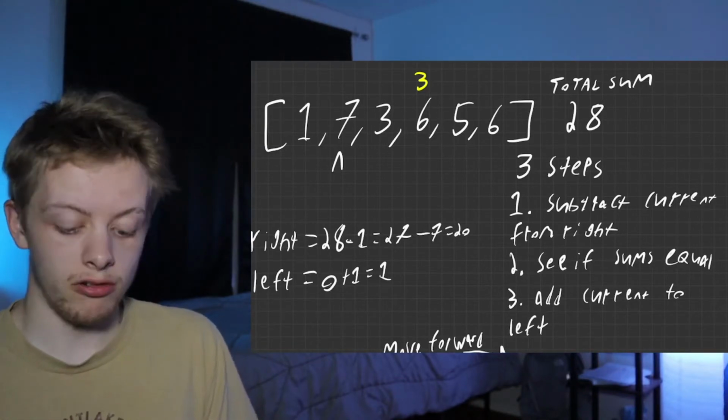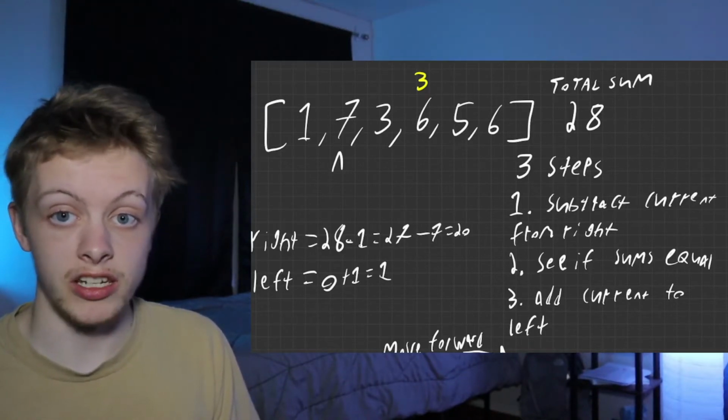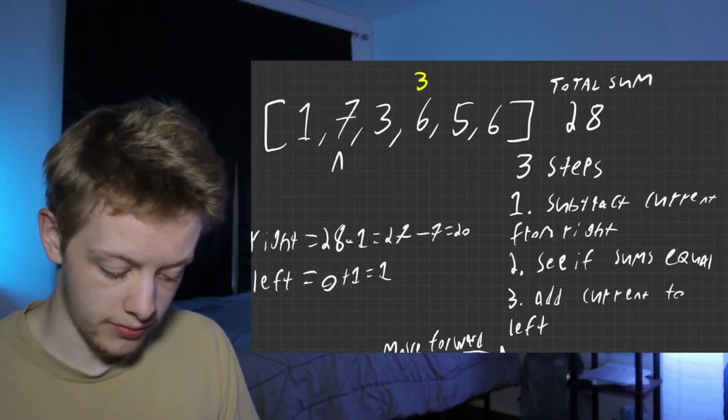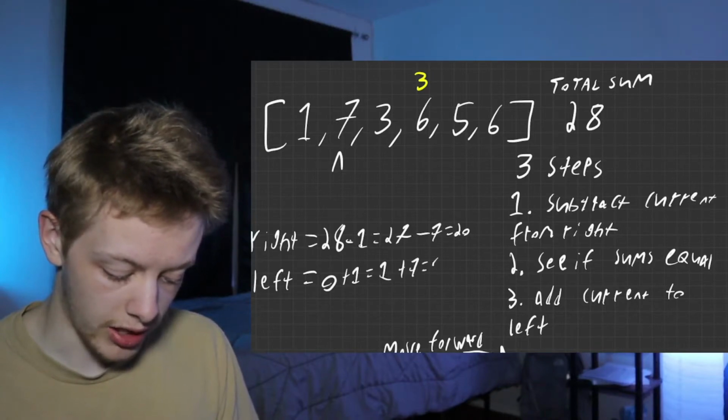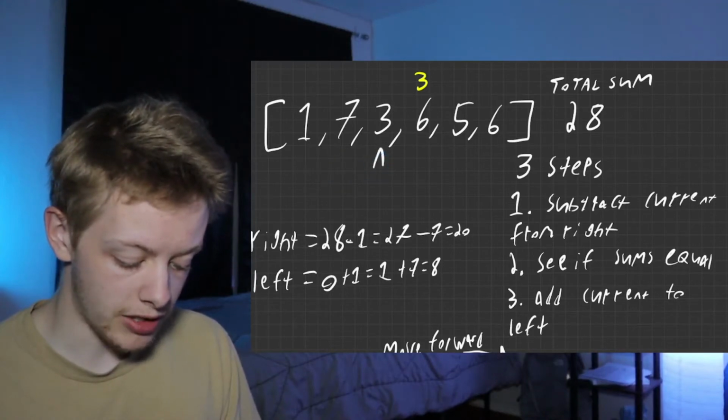And so now that we have the minus 7 is equal to 20, we're going to see if the sums are equal. They're not. 20 doesn't equal 1. So now we're going to add our 7 we got there to our left. It's going to be 8, right? And we could do this one more time to get to our 3.